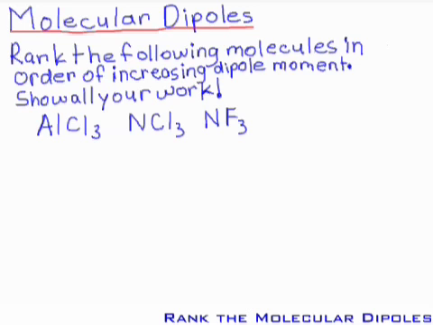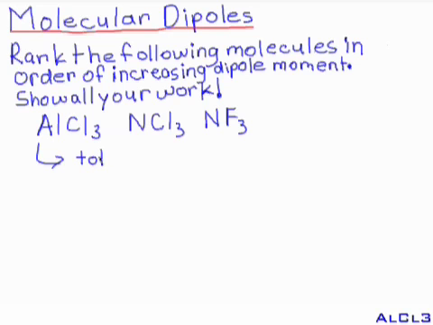So, what we're going to do is go stepwise for each molecule and try to get an idea of its dipole moment. In the case of aluminum trichloride, AlCl3, we'll do this one first, and we're going to do the total number of valence electrons.